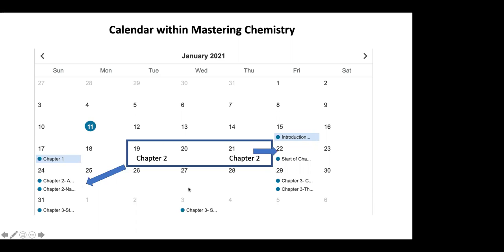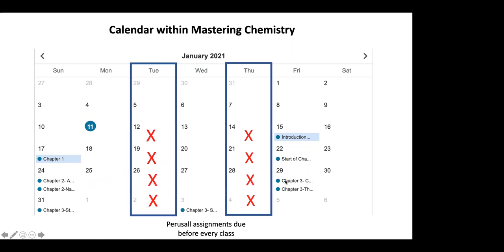This is how I'm going to try to run the initial schedule. The corresponding perusal assignments are before class on Tuesday and Thursday. So within this overall breakdown, this is what you should expect for your homework: perusal assignments before class on Tuesday and Thursday, and then homework assignments in Mastering on Friday and Sunday. You'll be able to work ahead if that suits you, but I want us to have a clear plan throughout.